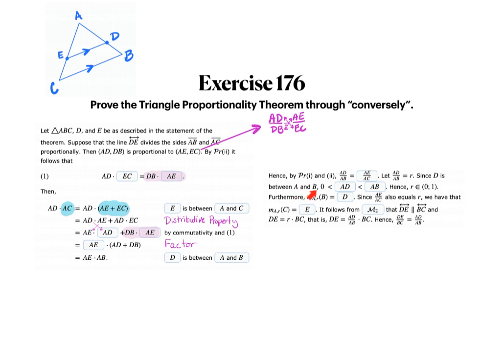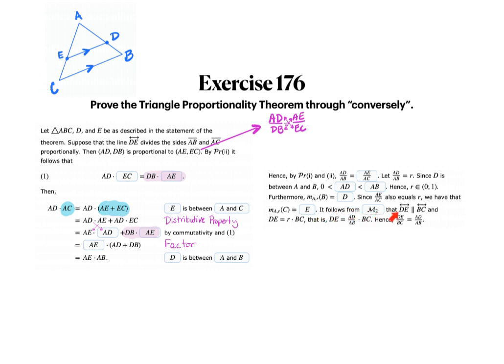Since D is between A and B, that means that AD must be bigger than 0 and AB must be bigger than AD. So you can see over here, AB has to be bigger than AD. Hence, R is between 0 and 1. It's not 0 and it's also not 1. Furthermore, the magnification of B with center A is equal to D. Since AE over AC also equals R, we have that the magnification of C with center A is E. So I'm magnifying C, it lands me back at E.